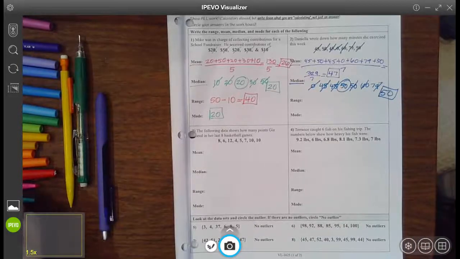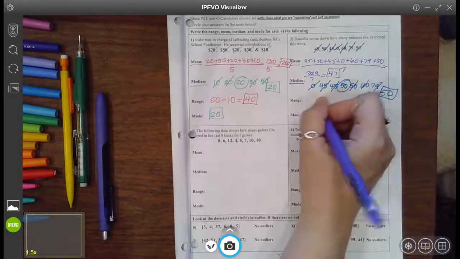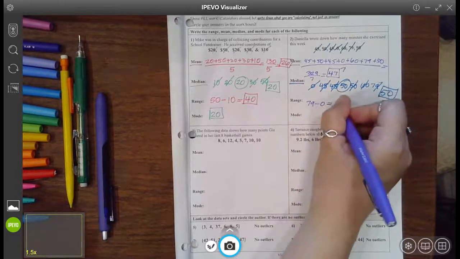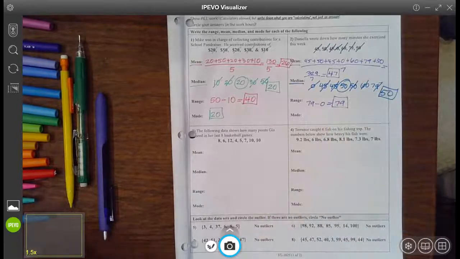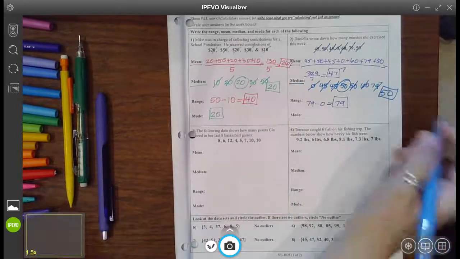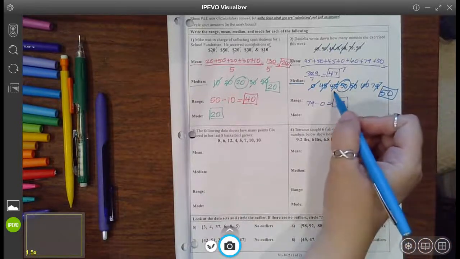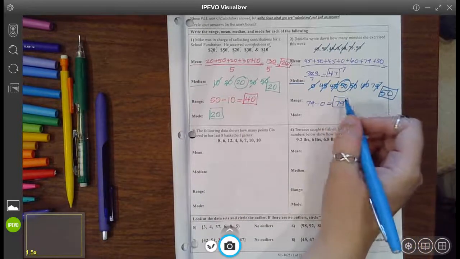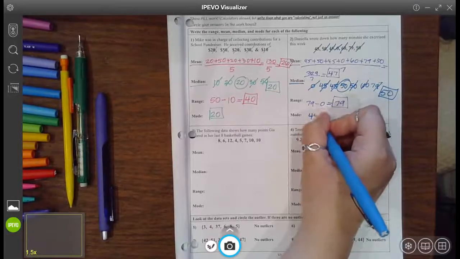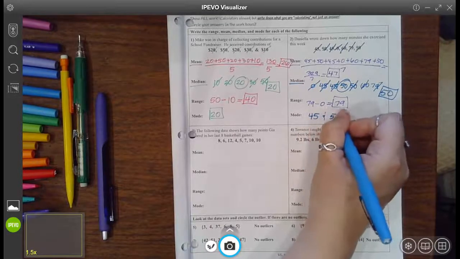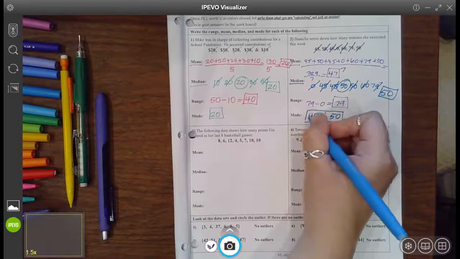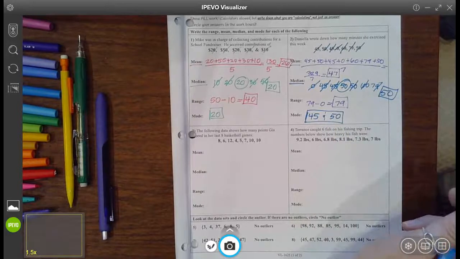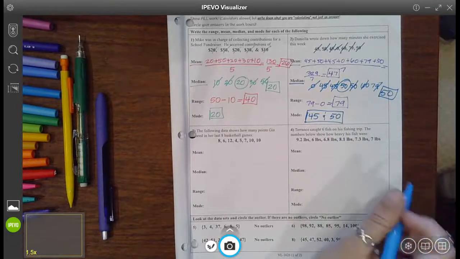Okay, to find the range, again, you take the biggest number, which was 79, minus the smallest number, which was 0. And 79 minus 0 is 79. Mode is the one that happened the most. So 50 and 45 happened more than once, and they both happen the same number of times. They each happen twice. So this one has two modes, 45 and 50. Now, if, let's say, 45 happened 3 times and 50 only happened twice, then just 45 would have been the mode, because it's whichever one happens the most, but they tied.